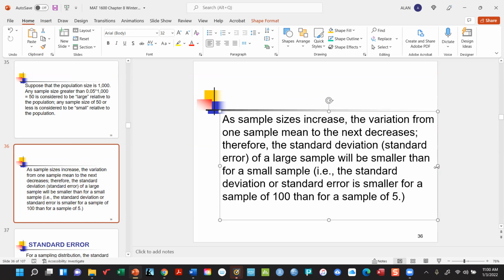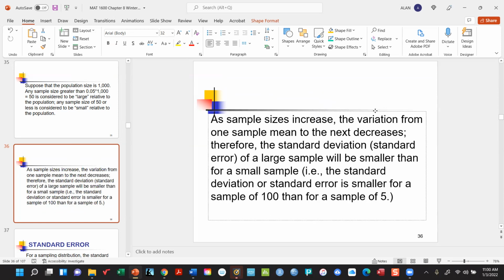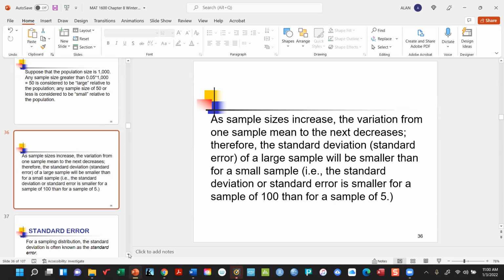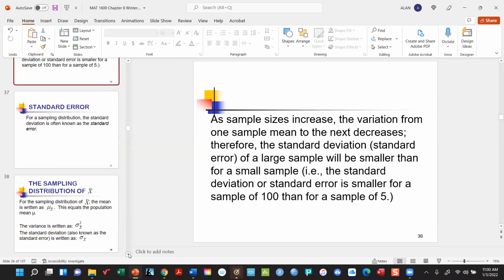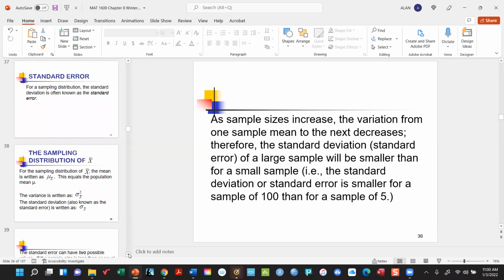All right, now, with all that being said, we can finally introduce these moments. All right, here we go. Now, we need to introduce some new notation here. We already know that the population mean is mu, the population variance is sigma squared, and the population standard deviation is sigma.